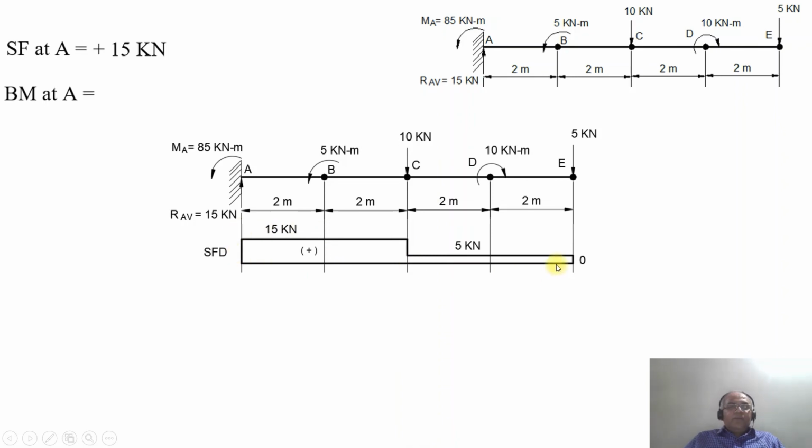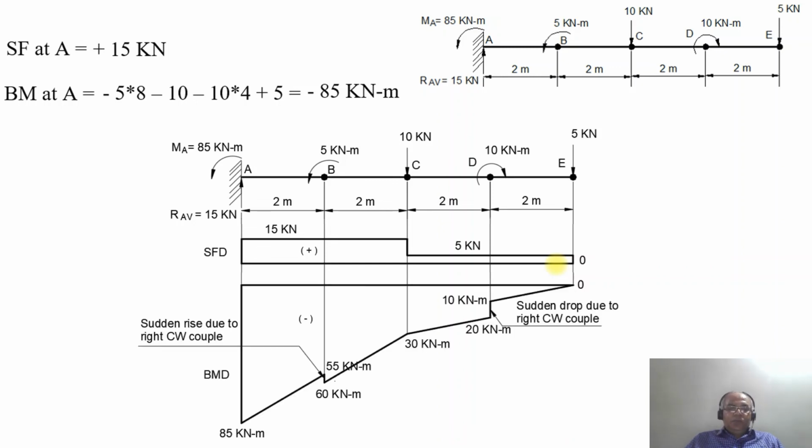Now we will consider the bending moment at the point A. The bending moment at the point A will be equal to minus 5 into 8 minus 10 into 4 plus 5, which will be equal to minus 85 kilonewton meter. So further from minus 55 kilonewton meter, it drops down to minus 85 kilonewton meter. So this is how you will be able to get the final bending moment diagram. This will be the final solution for this particular problem.